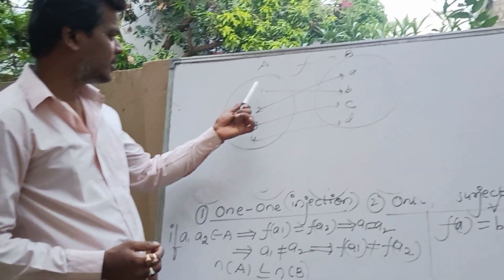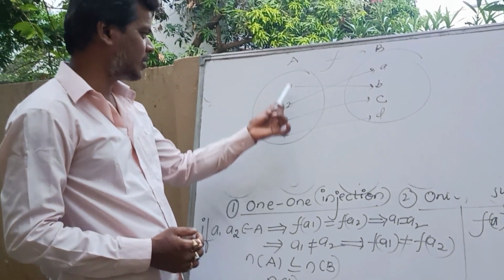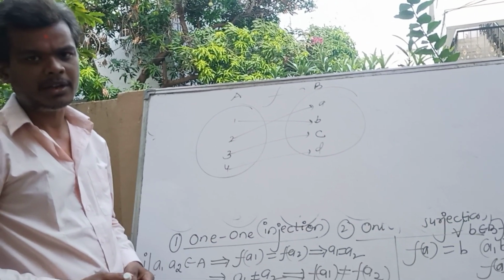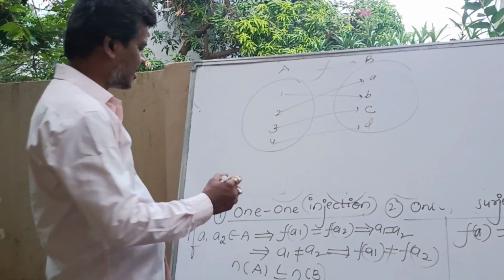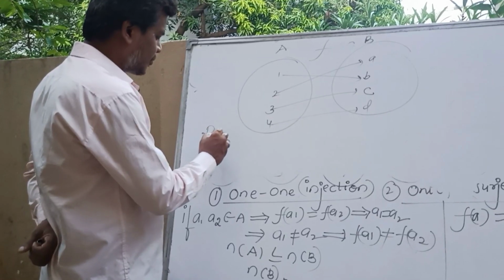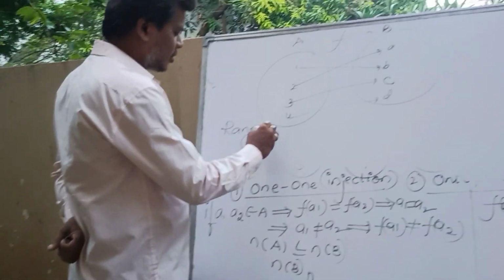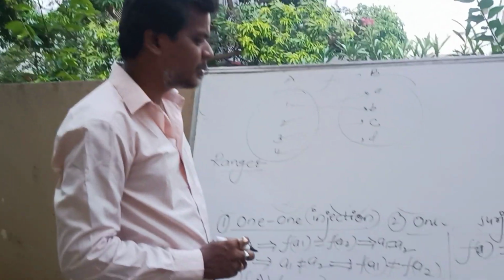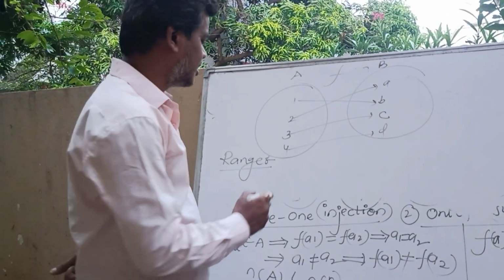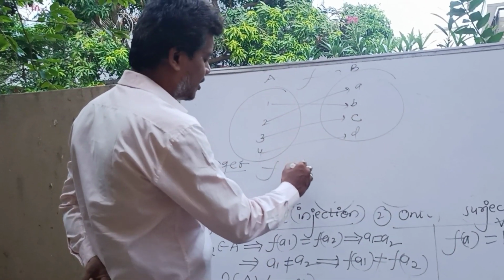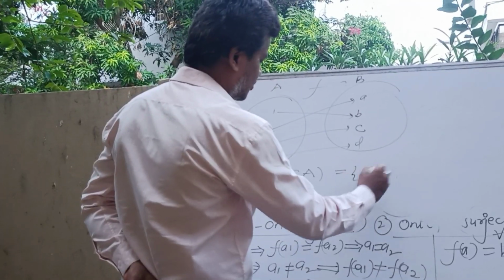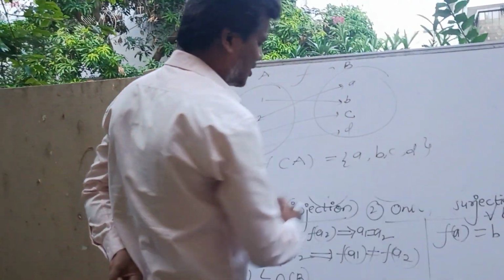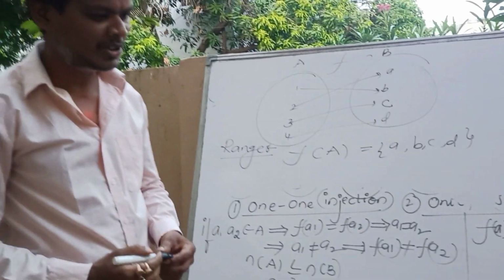Here the domain is the set of elements of the first set. The elements of the second set are called the codomain. Next we have the term range. What is a range? The range is the set of all images of a function defined from A to B. The range is f(A), equal to the set of all images, that is a, b, c, d. These are called images.